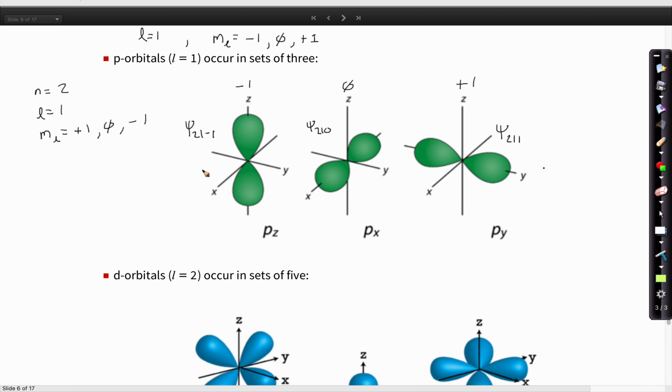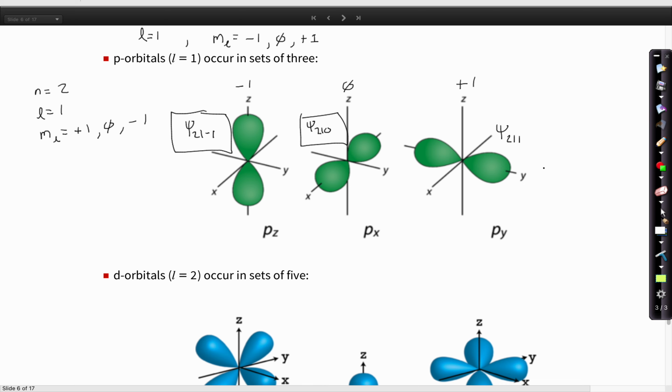Okay, so each orbital has its own unique set of 3 quantum numbers labeling it, and it has its own shape and its own size. Okay, so the n value tells you how big it is, the L value tells you what shape it is, and this m sub L value tells you which direction it's pointing. Okay, and that's the basic way that these problems work.